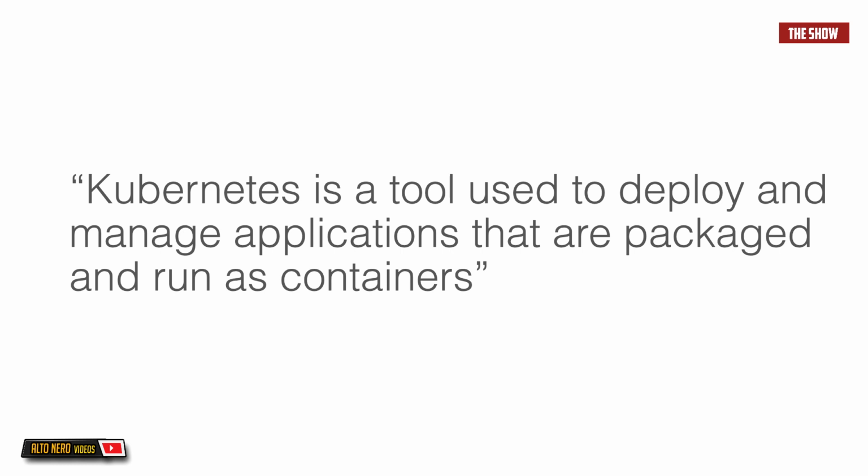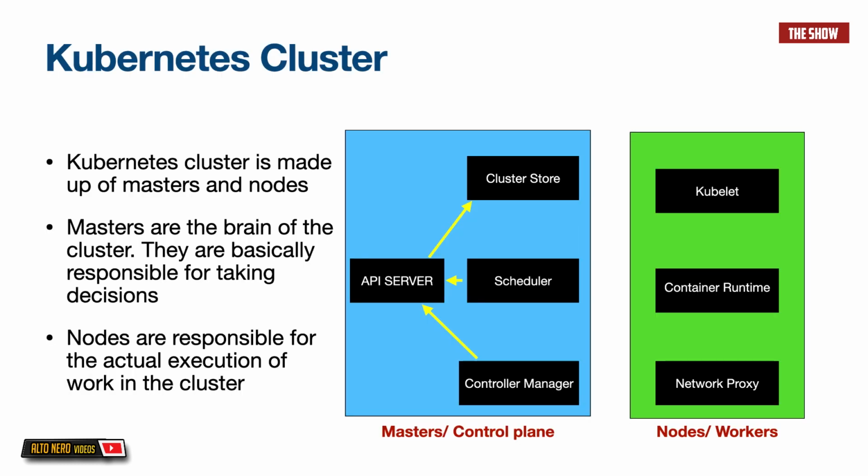Now, let us have a look at the Kubernetes cluster and the components that make up Kubernetes. Kubernetes is made up of masters and nodes. But the question is, what is a master and what is a node? In the world of Kubernetes, masters are the brain of the cluster. They are also sometimes called the control plane, and they make all the deployment and scheduling decisions. Basically, they decide what should happen in the cluster.